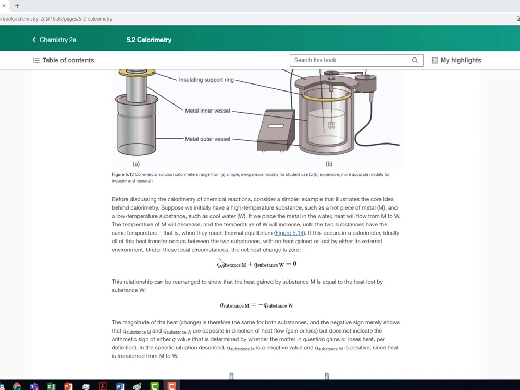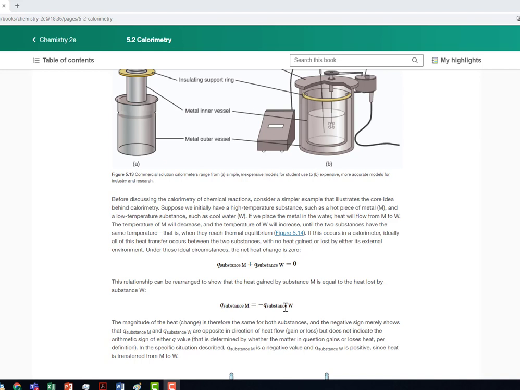So whatever heat is transferred into or out of the metal, plus whatever heat is transferred into or out of the water, adds up to zero. Now for that to be true, one of them is positive and one of them is negative. And we usually rearrange it to give it this form. And this is saying whatever heat is gained by M is lost by W. Okay, whatever is gained by M is lost by W.